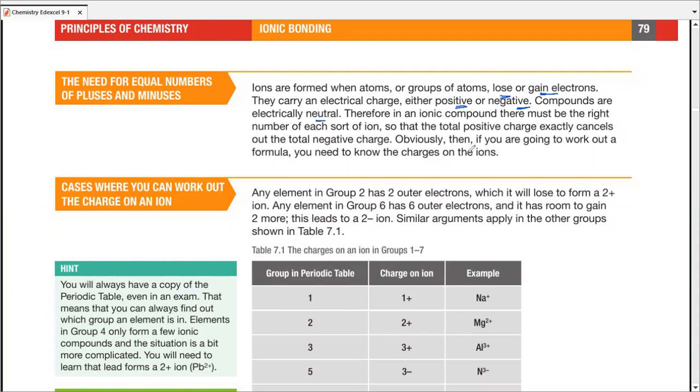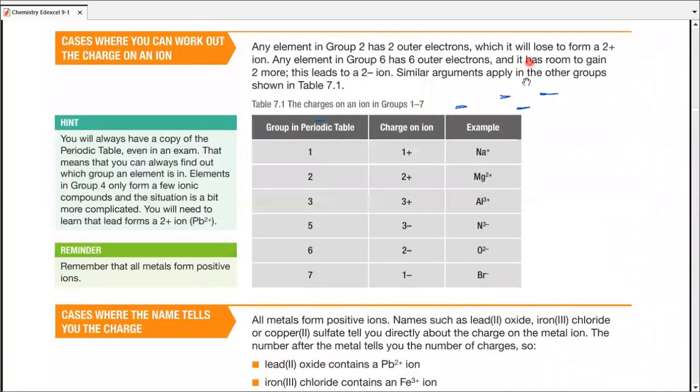And that's a great thing. We need to understand how we balance out the charges. Now, there are two ways to work that out. One of which is given in the book. We're going to discuss the second one right after.